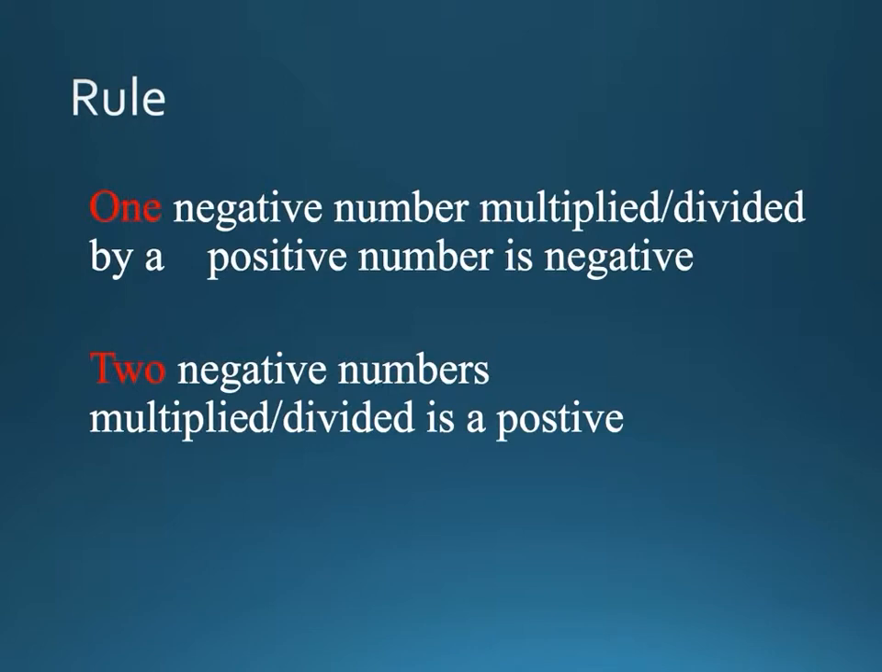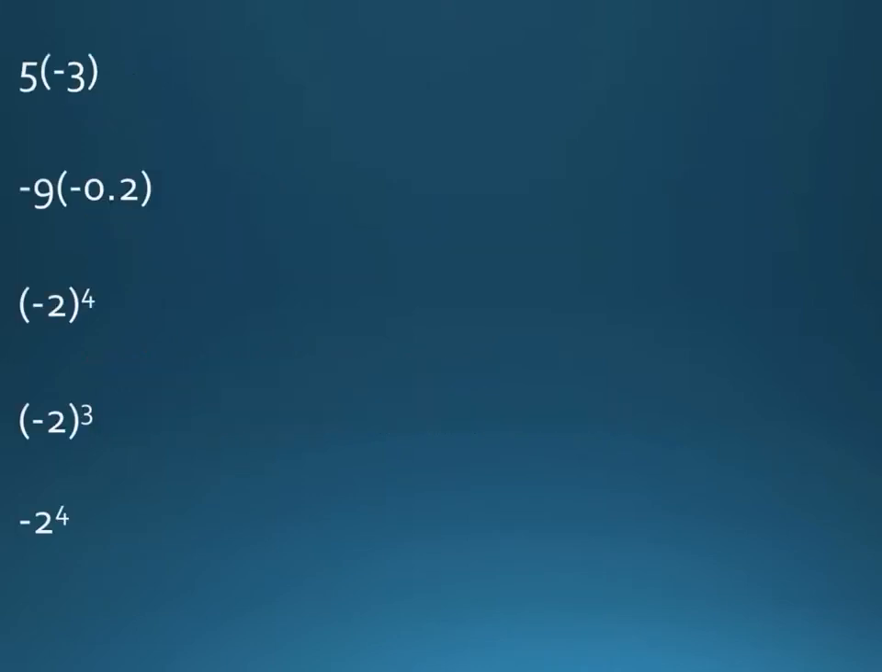The first rule: if one negative number is multiplied or divided by a positive number, the answer is negative. So one negative number, you get a negative answer. Two negative numbers, when they're multiplied or divided, the answer is positive. So one negative number is a negative, two negative numbers is a positive. So let's do these real quick.